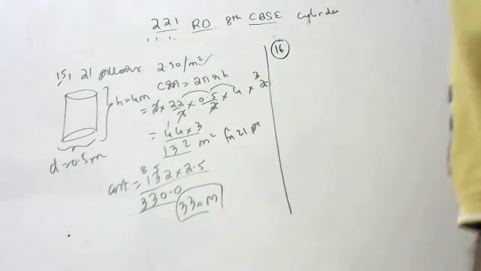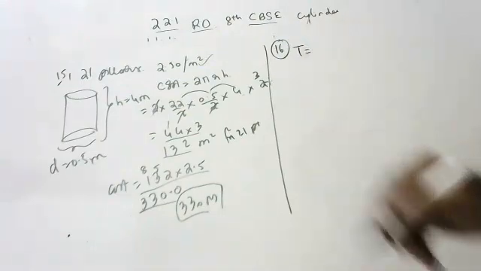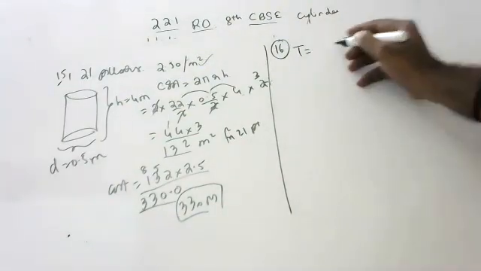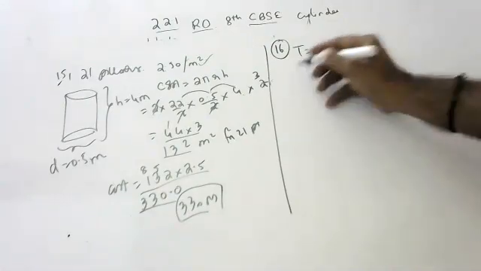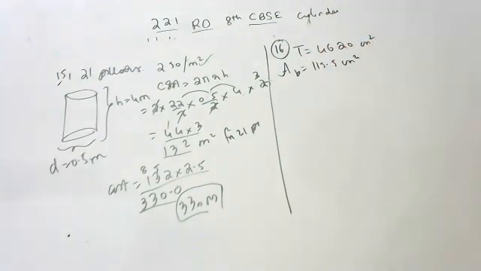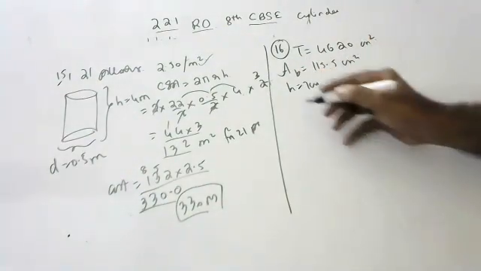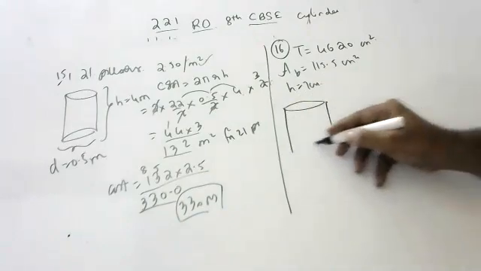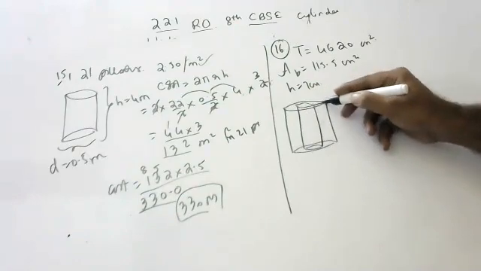16th sum. TSA which is open from both sides is the TSA of a hollow cylinder. TSA which is open from both sides is 4620. Area of base is 115.5 centimeters square and height is 7 centimeters. Find the thickness of the cylinder. See here, it is like this. This is the thickness they are asking.